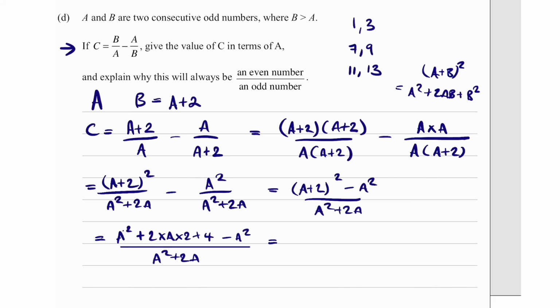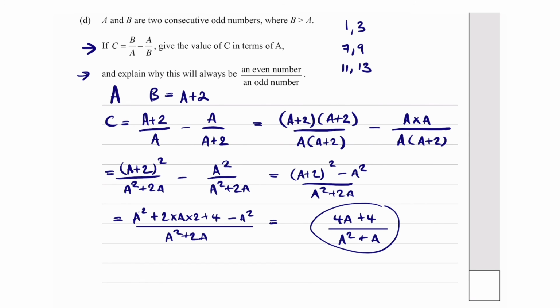Now, simplifying further, we get A squared plus 2 times A times 2, which is plus 4A, plus 4, minus A squared, so our A squareds cancel. We're left with 4A plus 4 on the top. On the bottom, what do we get? Well, we get A squared plus A remains the same. So we're left with this interesting looking fraction here. So, did I do something wrong here? I think I did.